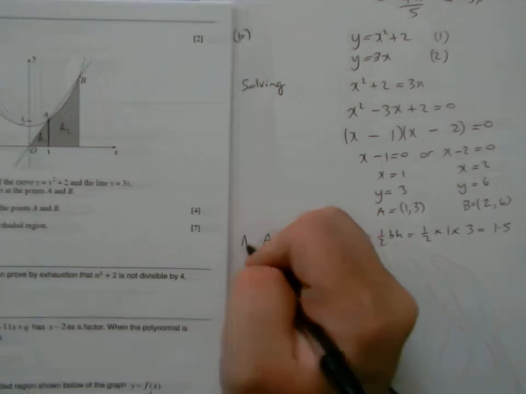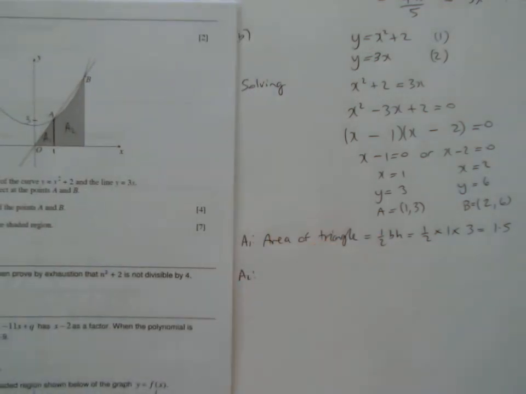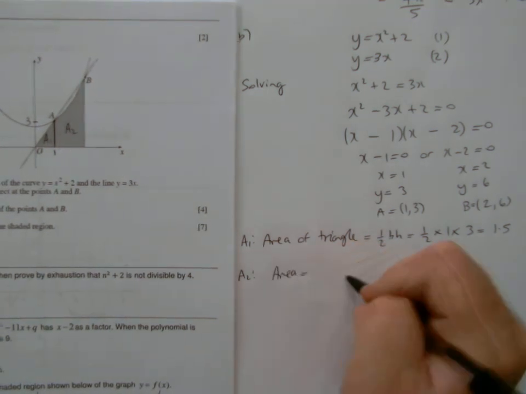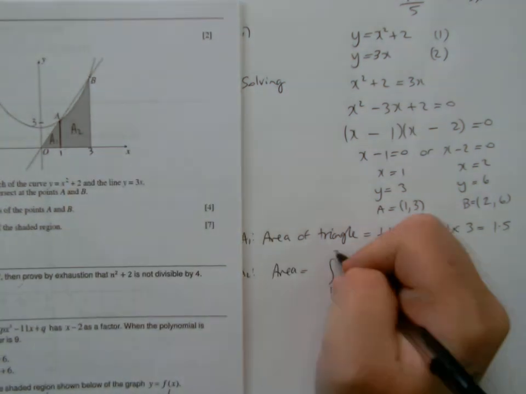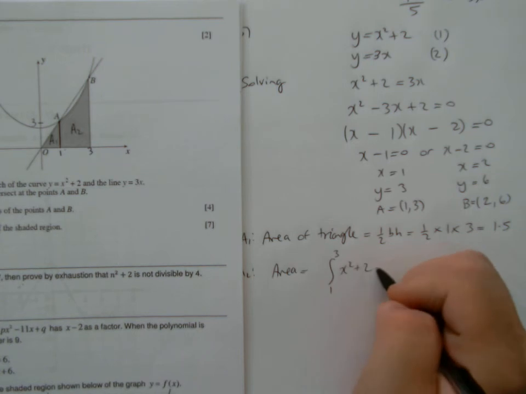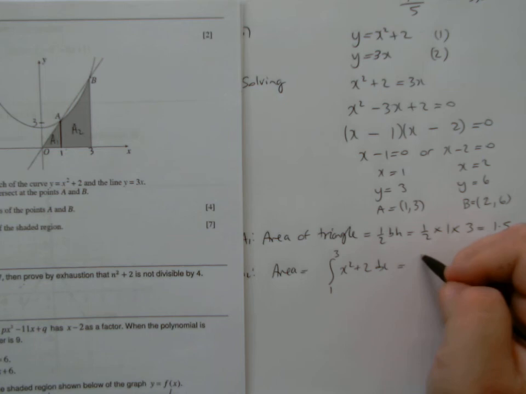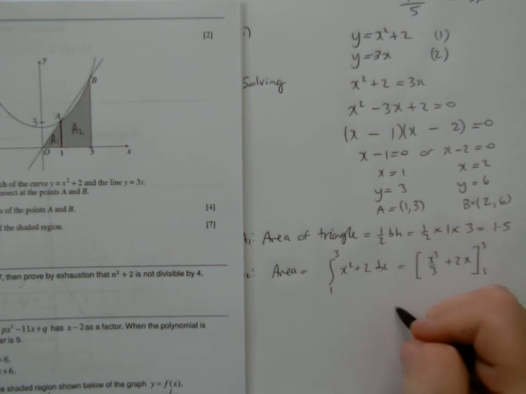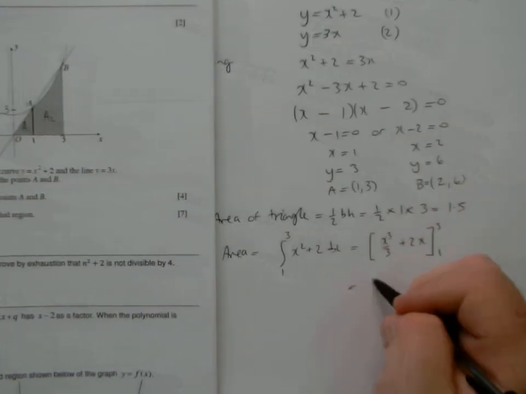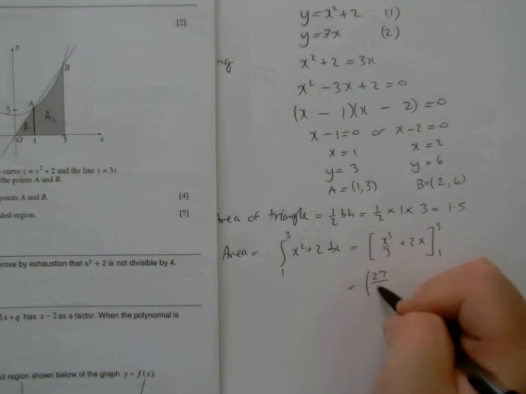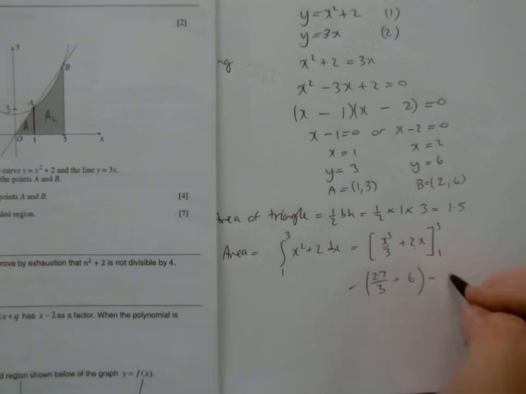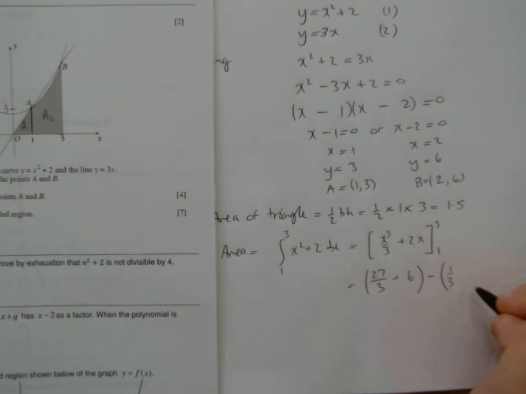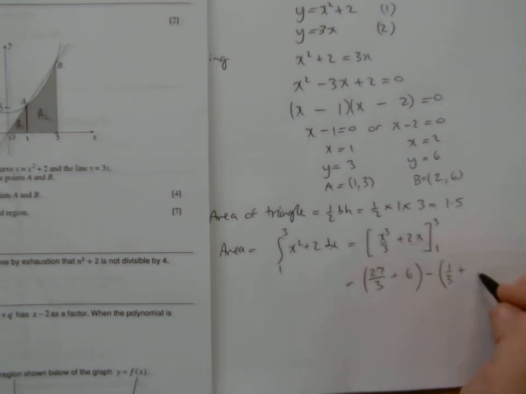Now the area then for A2, so that was A1, A2 will be the area under the curve, yeah? So the area will equal the integral between 1 and 2 of the curve, which is x squared plus 2, with respect to x. Okay, so we'll integrate that, so we get x cubed upon 3 plus 2x between 2 and 1. So if we substitute it in, we put 2 in to start with, 2 cubed over 3 plus 2 times 2. Take away then, put 1 in, so 1 cubed over 3 will be 1 third. And then 2 times 1 will be 2.